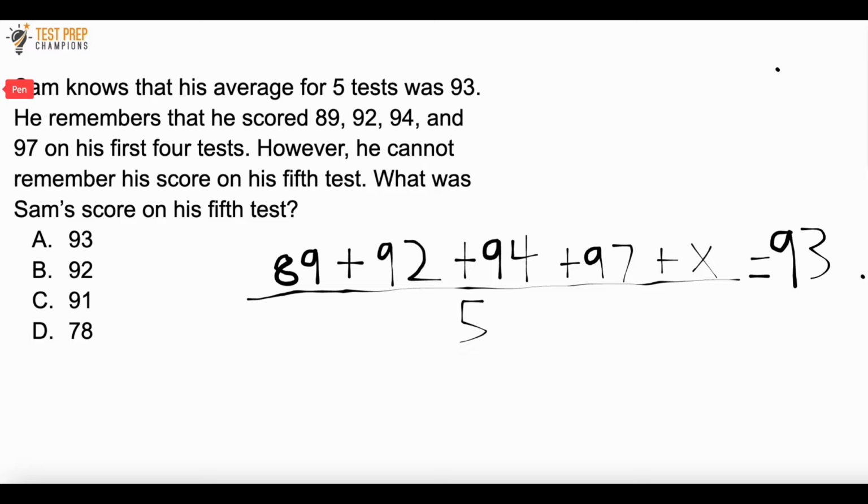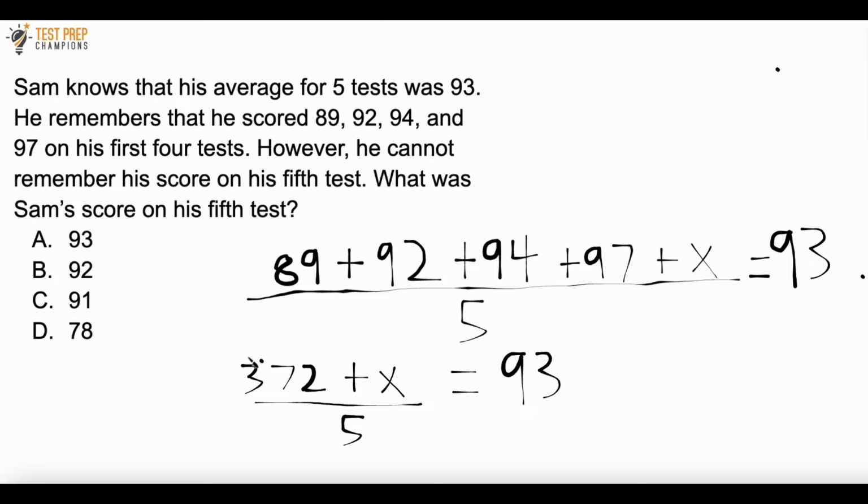The move that I want to make here, now that we have the problem set up, is to add 89, 92, 94, and 97. If I work out that calculation, I'll get 372. So when I rewrite, I'll have 372 plus x divided by 5 equals 93. Again, the name of the game is to get this x by itself on one side of our equation. So what I'm going to do now is multiply by 5 on both sides of the equation, so I will have to do 93 times 5.